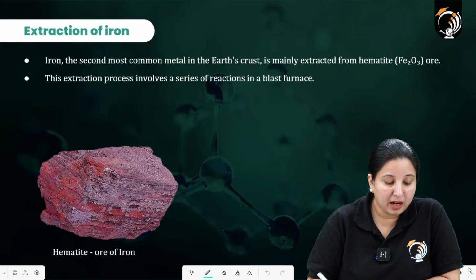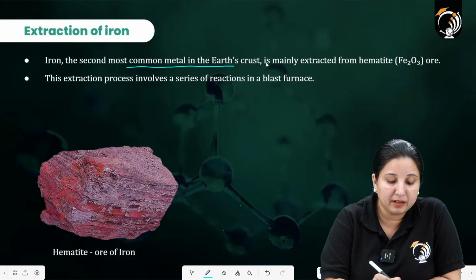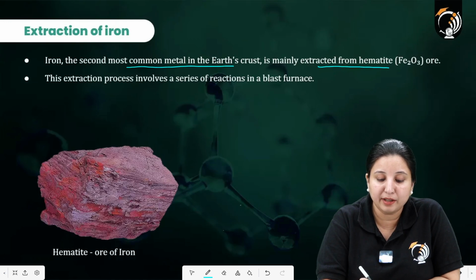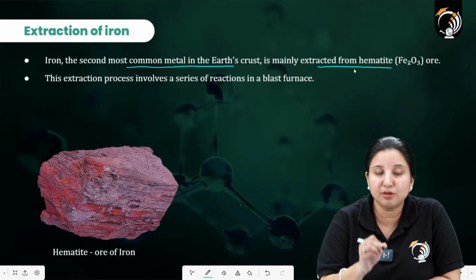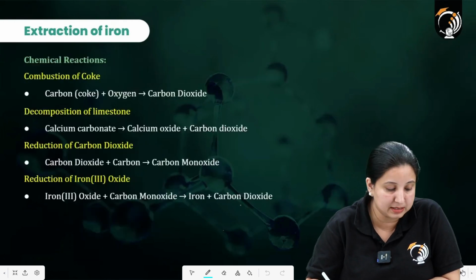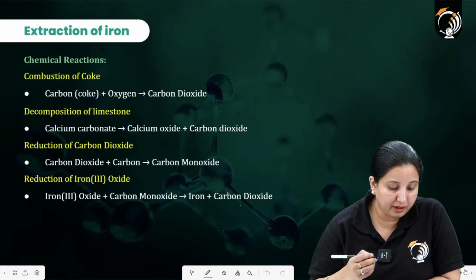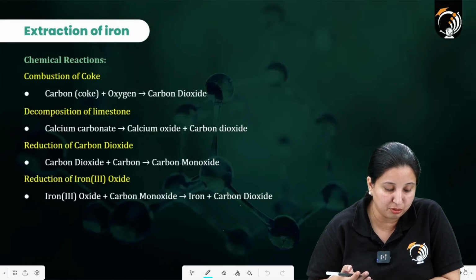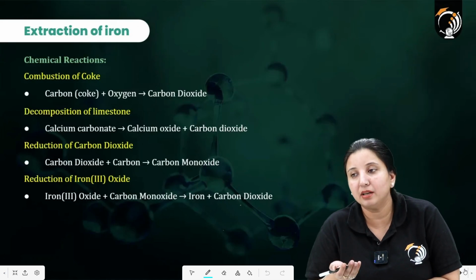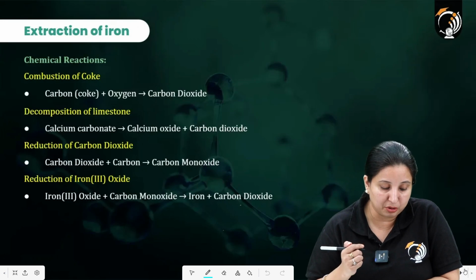Extraction of iron. Iron is the second most common metal in the earth's crust, and is mainly extracted from the hematite ore. This extraction process involves a series of reactions in the blast furnace. Here I have shown a few reactions in the case of iron, like combustion of the coke. Combustion means that you are taking coke and burning it in the presence of oxygen.